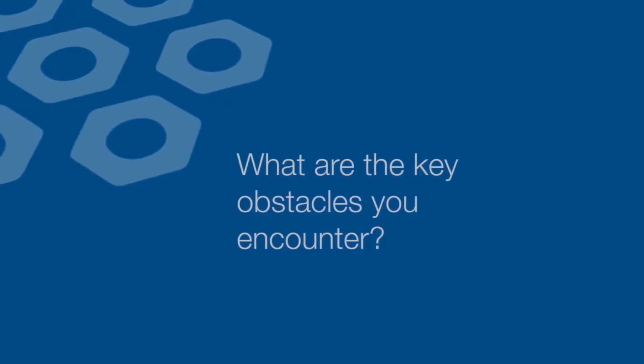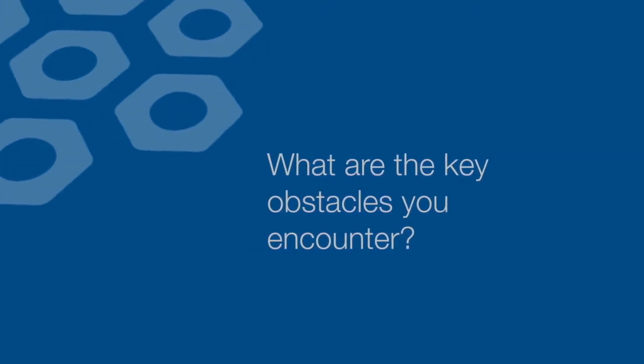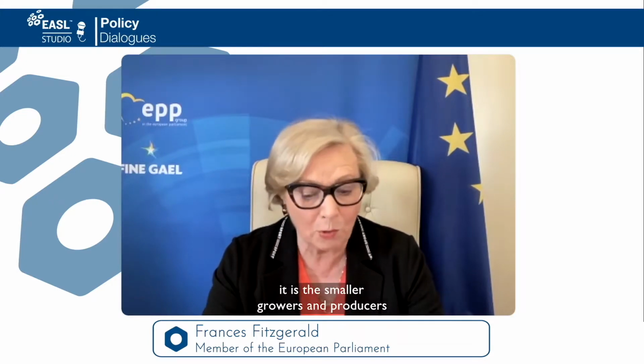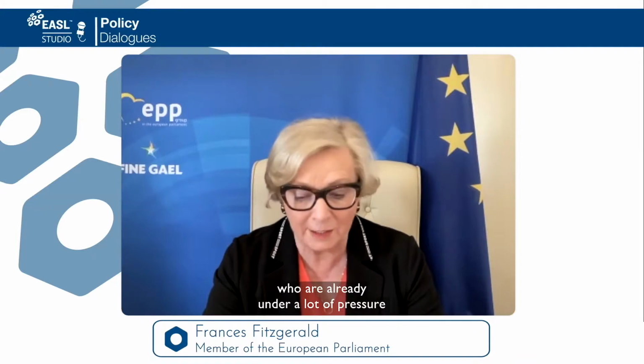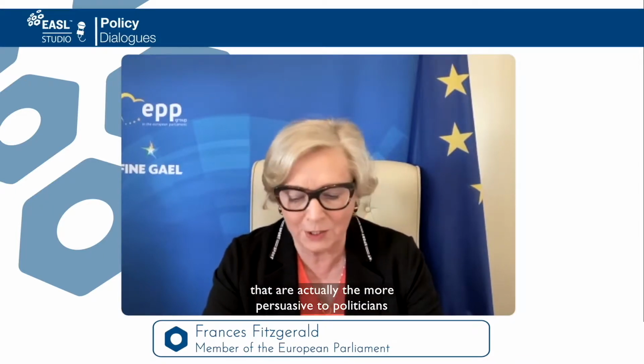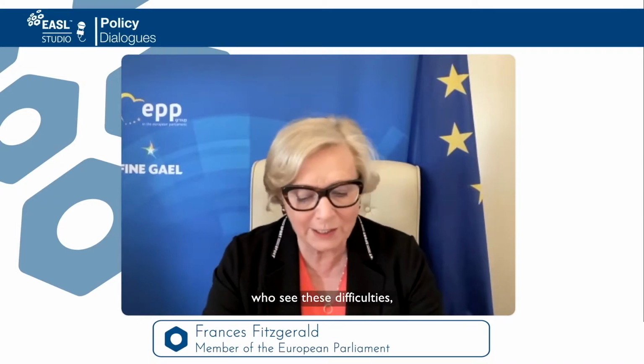What are the key obstacles you encounter? I think that lobbying activities by alcohol producers are really difficult to overcome and to counteract. While large companies have much more resources to put into lobbying, it is the smaller growers and producers who are already under a lot of pressure that are actually the more persuasive to politicians who see these difficulties and, of course, are sympathetic to their constituents' fears.